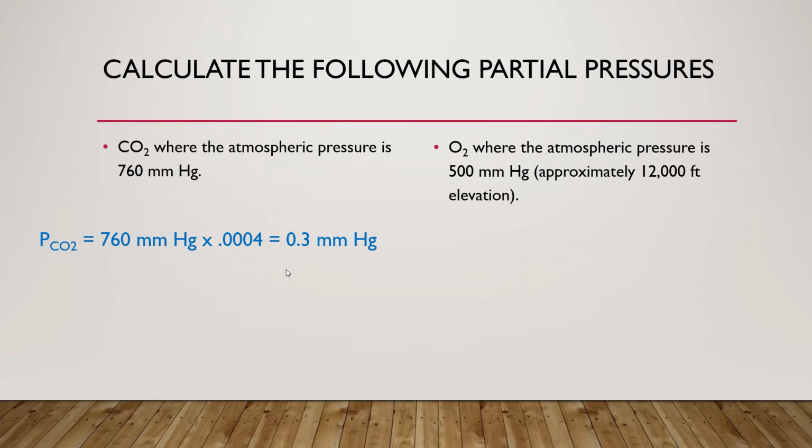Now let's consider an example where we're back to oxygen. Here I'm telling you that you're at 500 millimeters of mercury atmospheric pressure. This would be the pressure that you might experience on a mountain that's between 12,000 and 13,000 feet in elevation. That's a pretty tall mountain. So how would we calculate this? The partial pressure of oxygen would be equal to 500 millimeters of mercury, because we're at elevation, so there's less air, but it's still 21%, times 0.21, 105 millimeters of mercury.